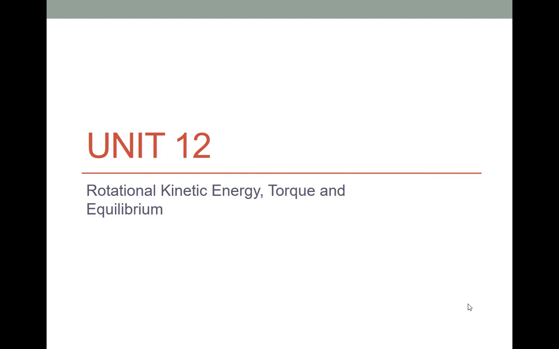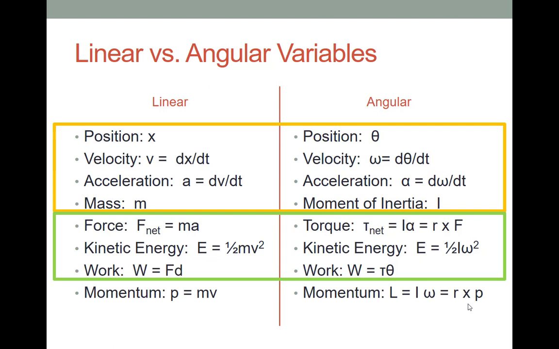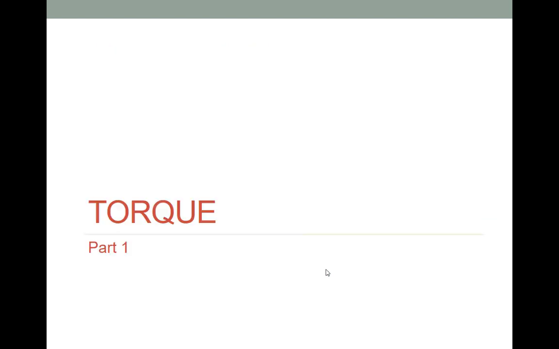As I did in Unit 11, I want to begin by comparing where we are, linear versus angular variables. In Unit 11, we looked at position, velocity, acceleration, and mass. This unit, Unit 12, we're going to look at the angular equivalents of force, kinetic energy, and work. Those become torque, rotational kinetic energy, and work as well. In this first part of Unit 12, we're going to begin by looking at torque.